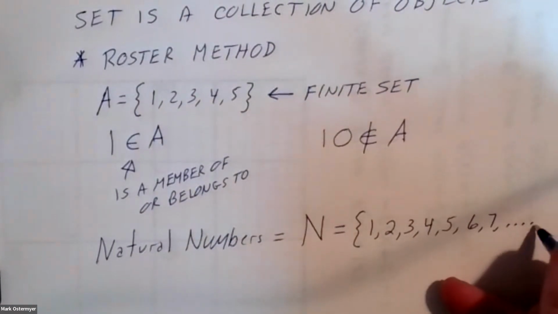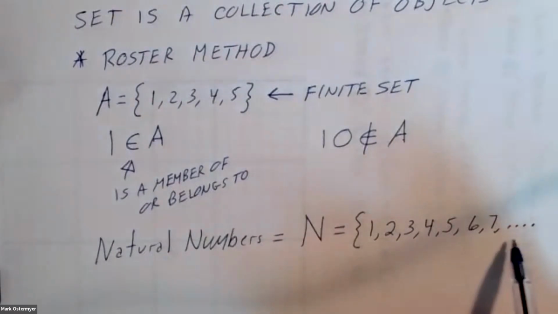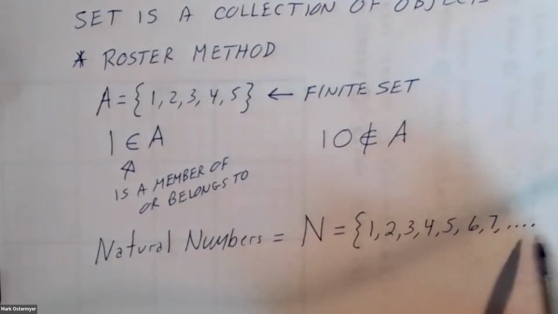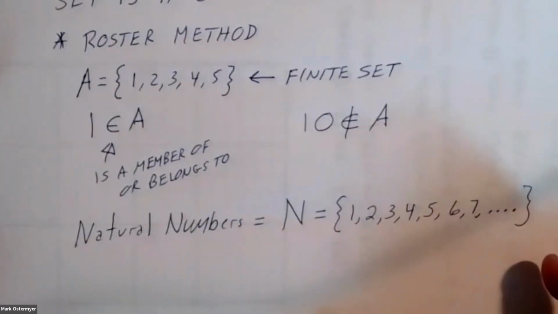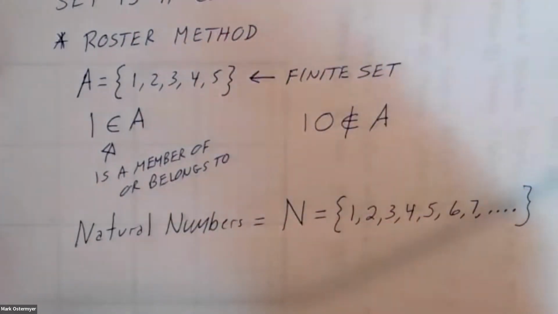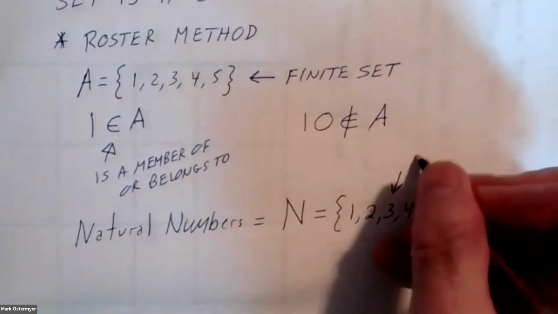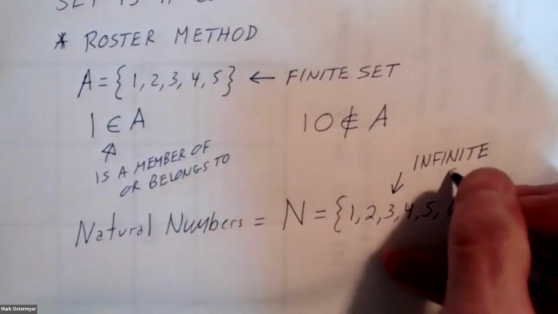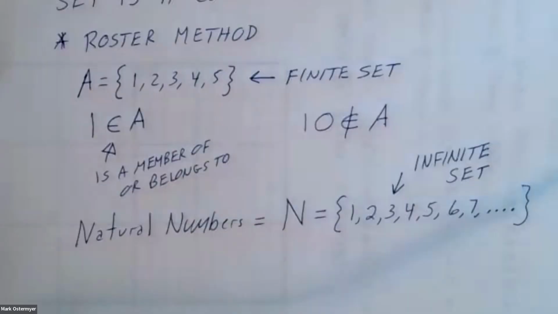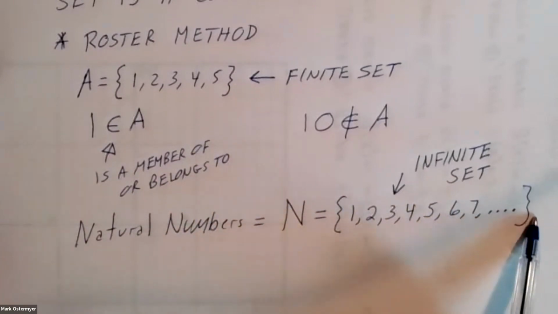So we put what's called an ellipsis here. These dots indicate that this set goes forever to the right. And so, ladies and gentlemen, this would be an example of not a finite set. This is called an infinite set because there's an infinite number of elements or objects that belong to this set. This goes forever to the right.